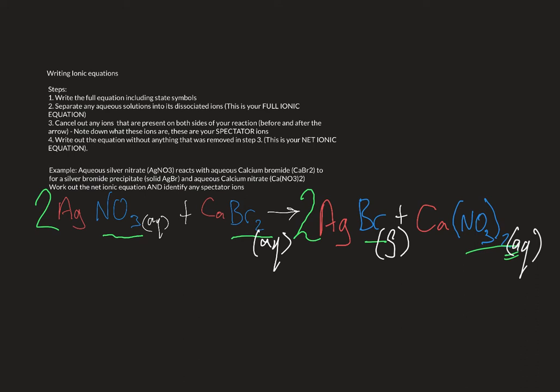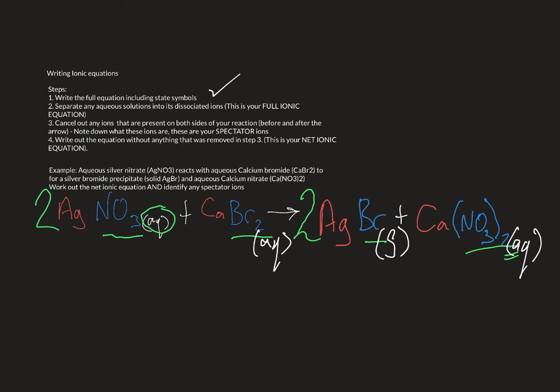So then we move on to the second step, and it says separate any aqueous solutions into dissociated ions. Now when we're doing this, what we are focusing on is anything that says aq. Okay, so that will give me my silver nitrate, my calcium bromide, and it will give me my calcium nitrate.